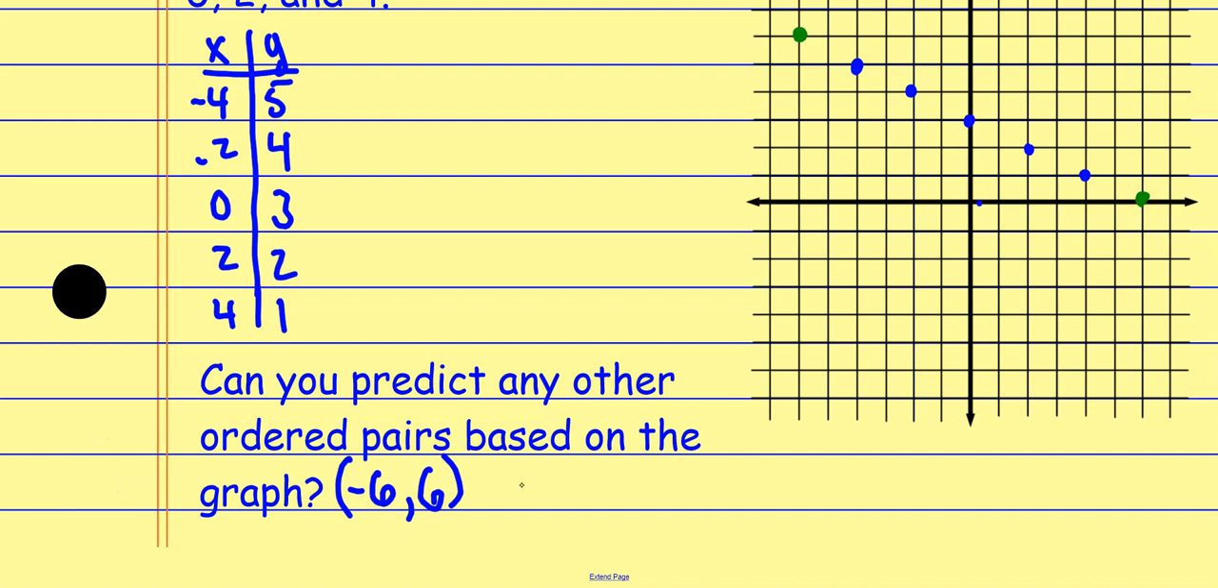The next one is to the right 6. So that's a positive 6. And then up or down, it doesn't move, so that's a 0. So again, I'm making predictions about what other ordered pairs would be on here based on the pattern that I see. Okay, it's just a little bit of pattern recognition as we visually look at this thing.